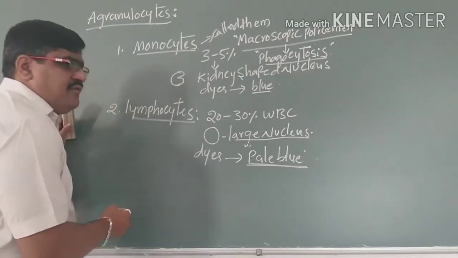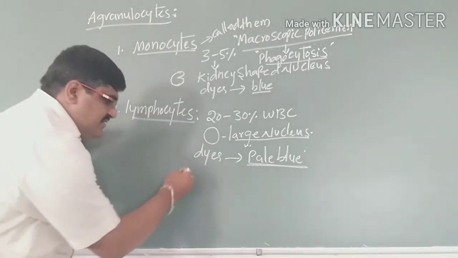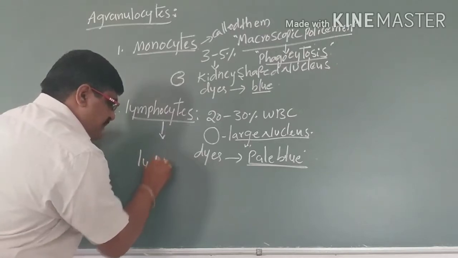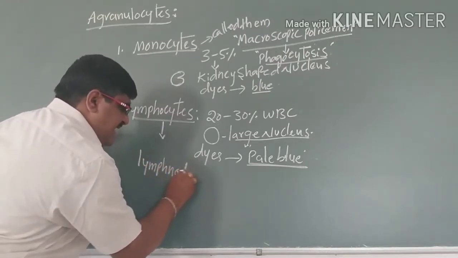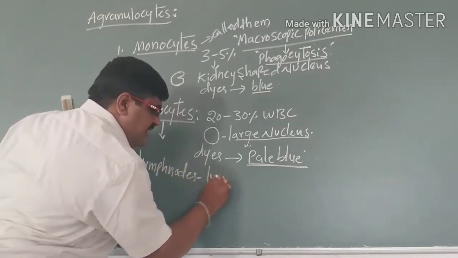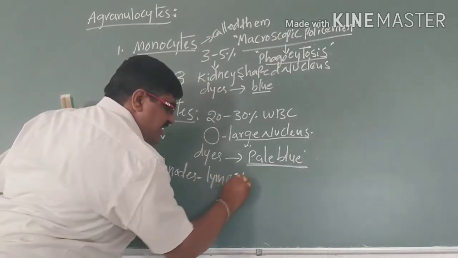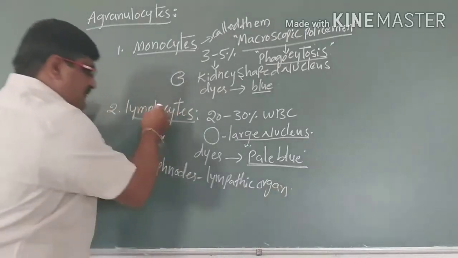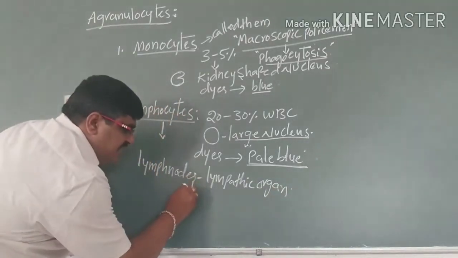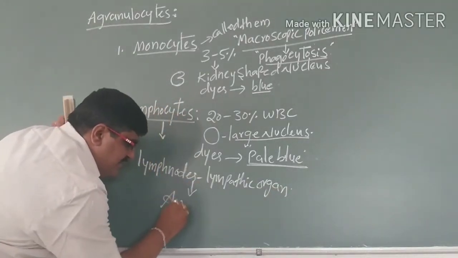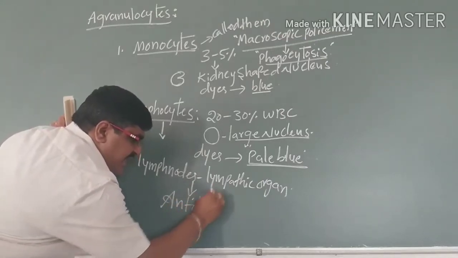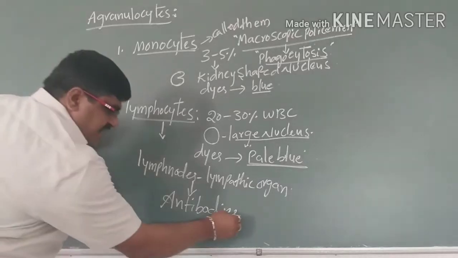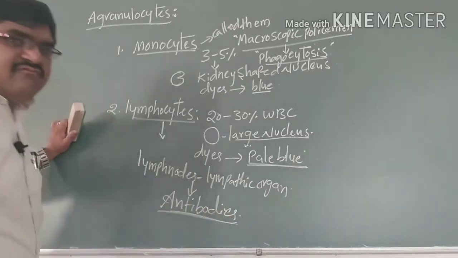That means the new lymphocytes are produced there. These are present in lymph nodes as well as lymphatic organs. These lymphocytes produce the antibodies, and these antibodies fight against the harmful germs.